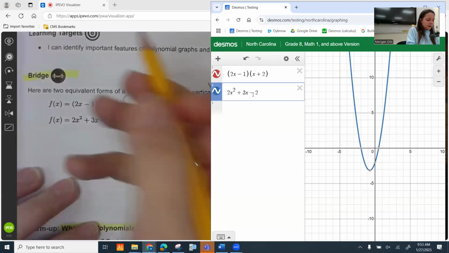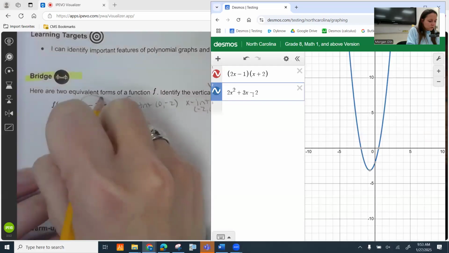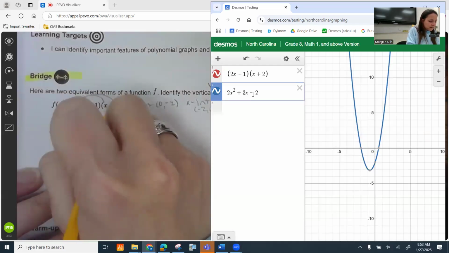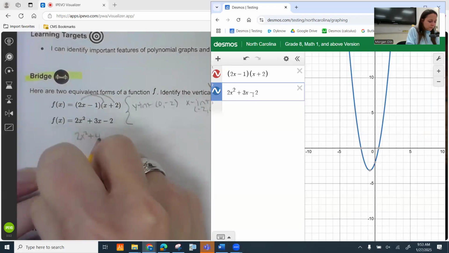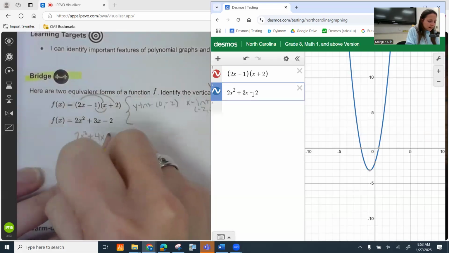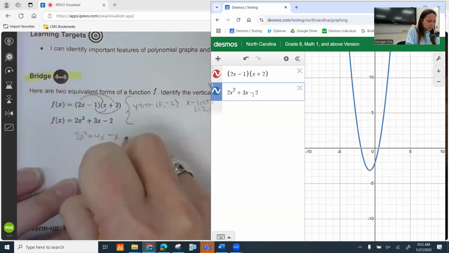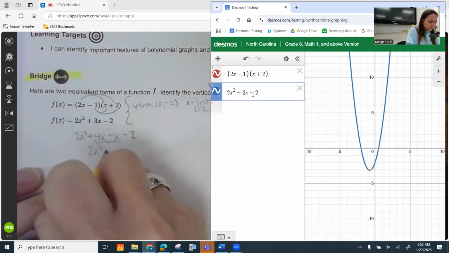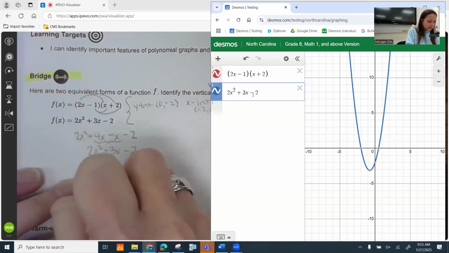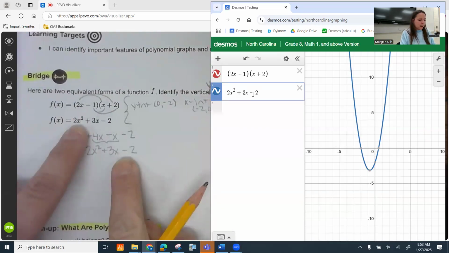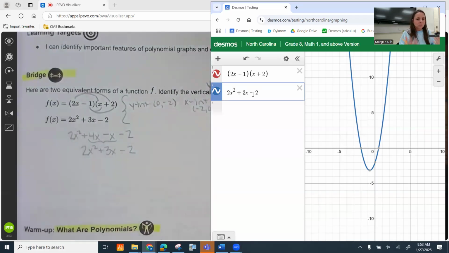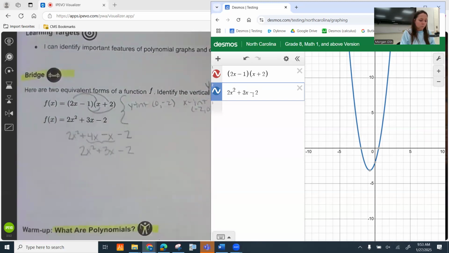And what they've done here is they've multiplied this one out. 2x times x is 2x squared. 2x times 2 is 4x. -1 times x is -x, and -1 times 2 is -2. So 2x squared, these two are like terms, they make 3x minus 2. And so all they've done is they have just multiplied it out. It's the same exact function, just one of them's in factored form, the other one's multiplied out.